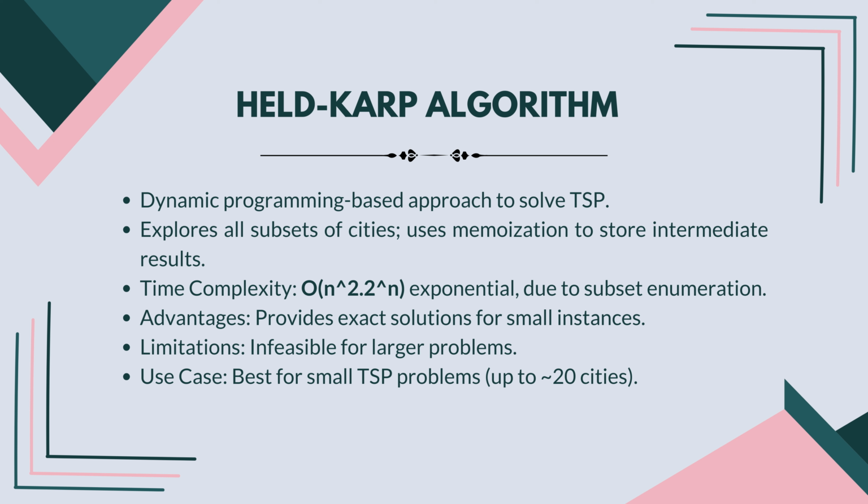The Held-Karp algorithm provides the exact solution, but it has a time complexity of big O of n squared times 2 to the power n, where n is the number of cities. This exponential growth means that it becomes computationally infeasible for larger instances, but it is good as a gold standard for smaller problems.